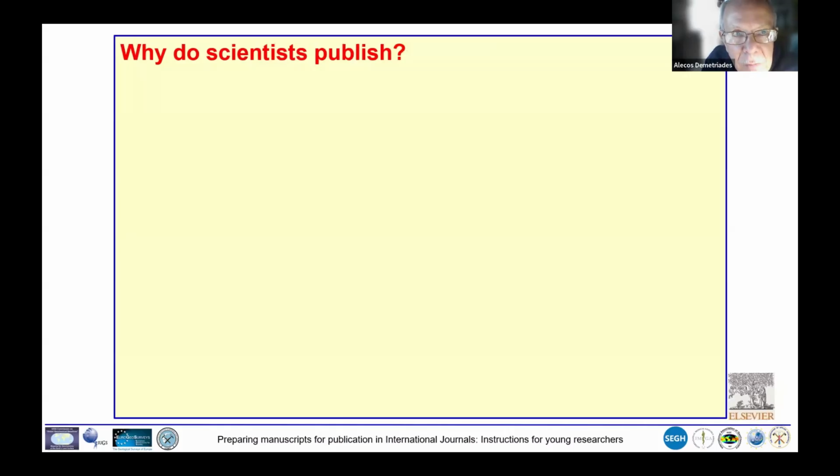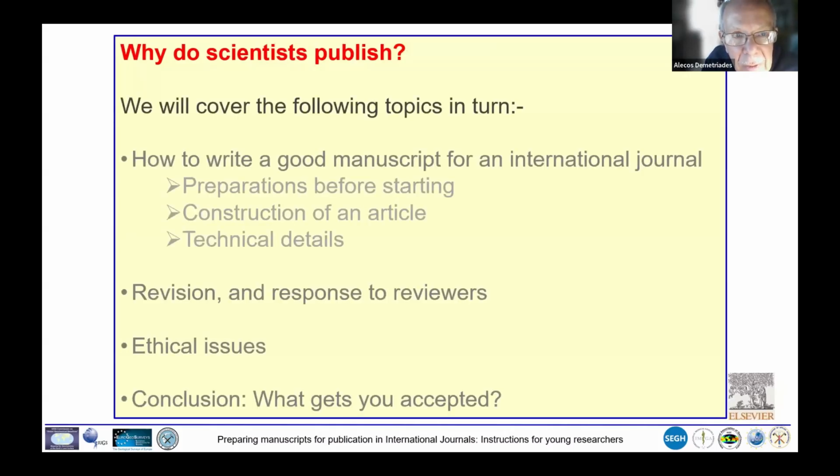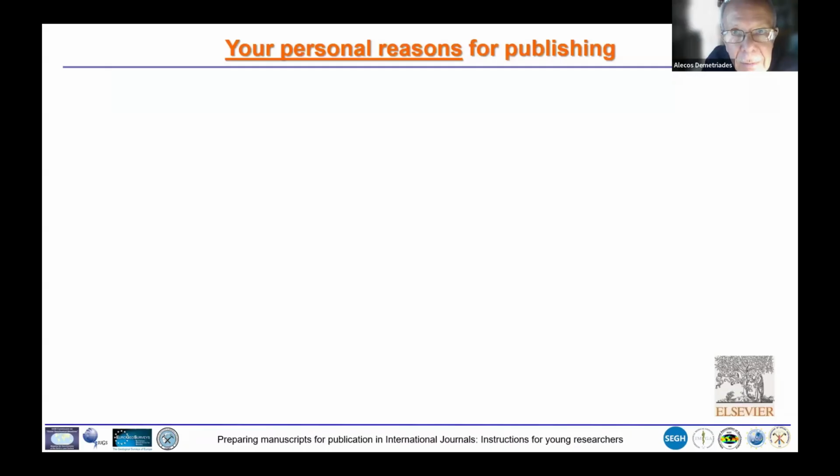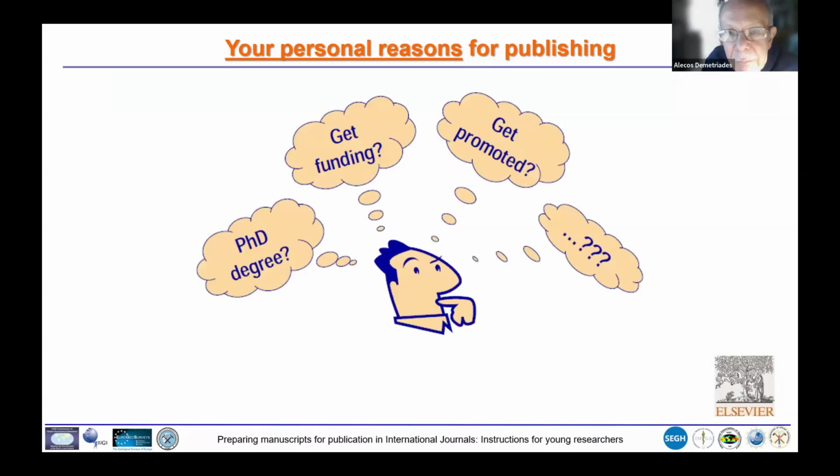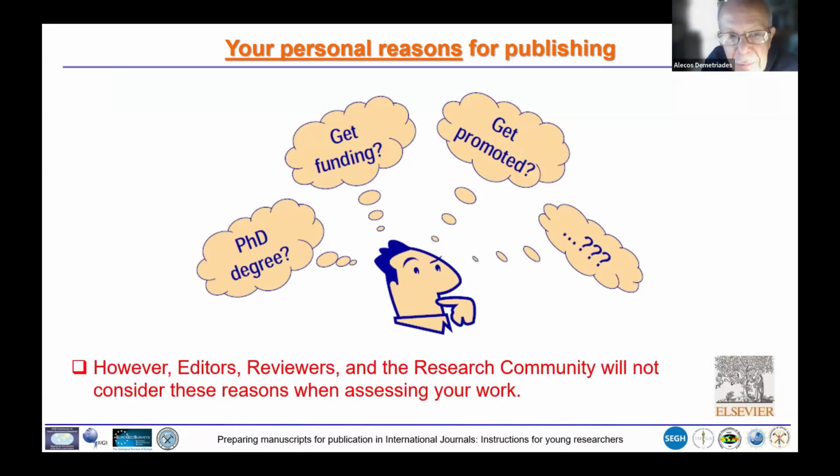So why do scientists publish? This is the first one: your personal reasons for publishing. These may be your reasons: PhD degree, getting funding, getting promoted, and many other reasons. However, editors, reviewers, and the research community will not consider these reasons when assessing your work.